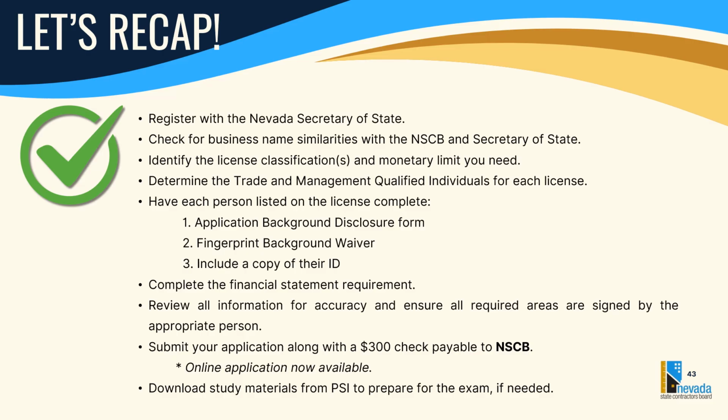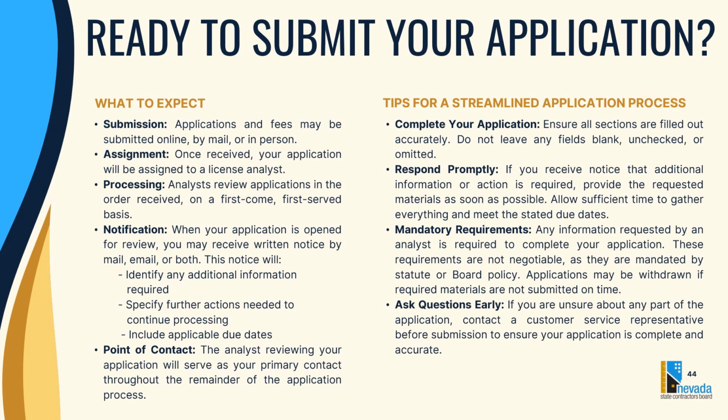If required, download exam study materials from PSI. If you have completed these steps, you are ready to submit your contractor license application. Once received, your application will be assigned to a licensing analyst. All applications are processed in date order received on a first-come, first-served basis. When your application is open for review, you may receive a written notice by mail, email, or both that will request additional information and further directions.